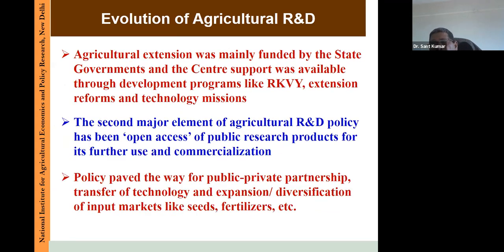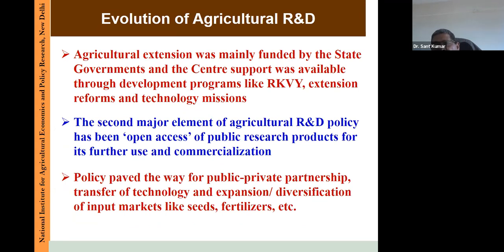The agriculture extension system is mainly under the domain of the state governments, and central support is available through the development of RKVY, extension reforms, and the different technology missions we created.